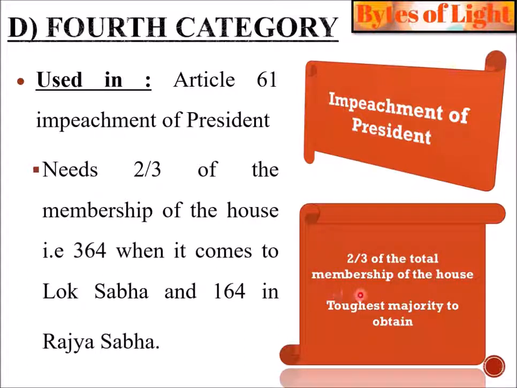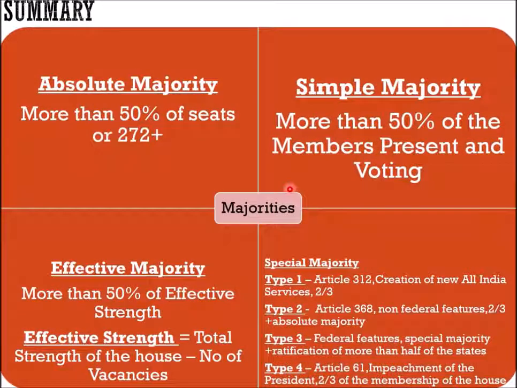And one more important thing is that it is the toughest majority to obtain. So that was about special majority in fourth category. Coming to the summary, here is the summary of the lecture. So we have learnt about majorities.